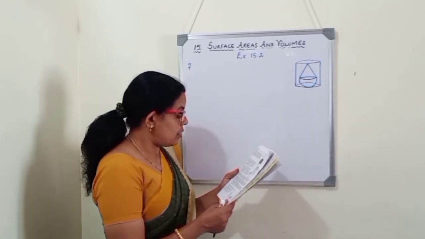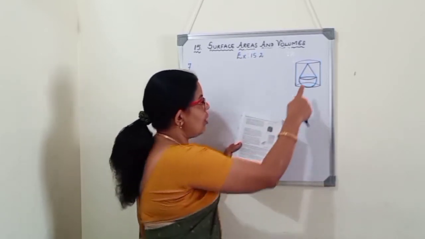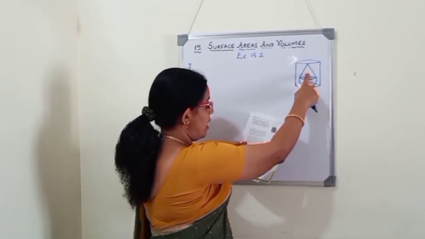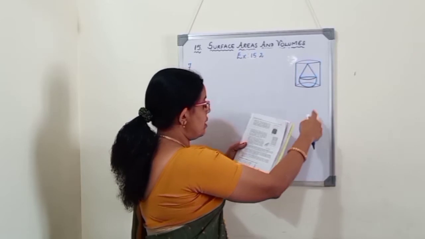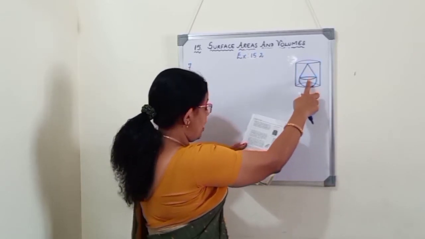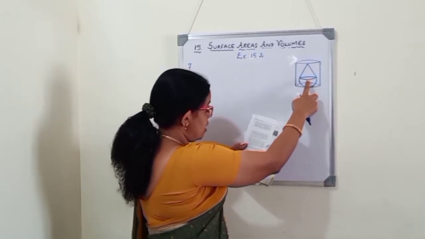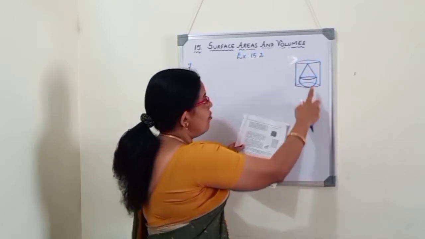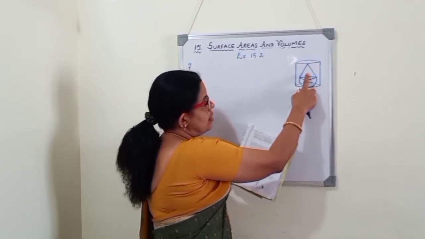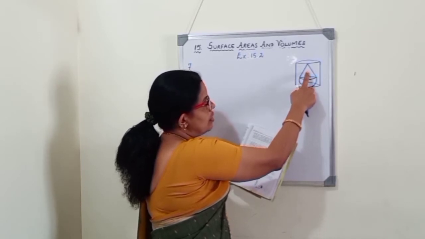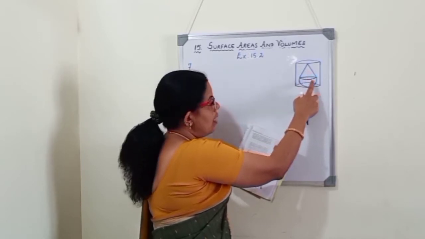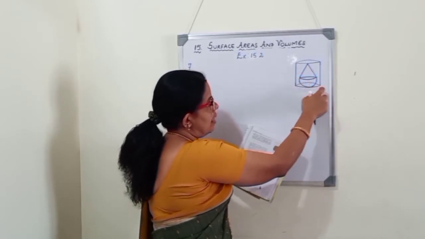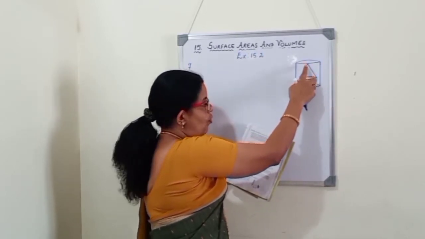A solid consisting of a right circular cone, see here is a cone, of height 120 cm and radius 60 cm is standing on a hemisphere of radius 60 cm, is placed upright in a right circular cylinder full of water. So, here is a solid which is a combination of a cone and a hemisphere that is kept upright, means it is kept inside straight in a cylinder full of water.